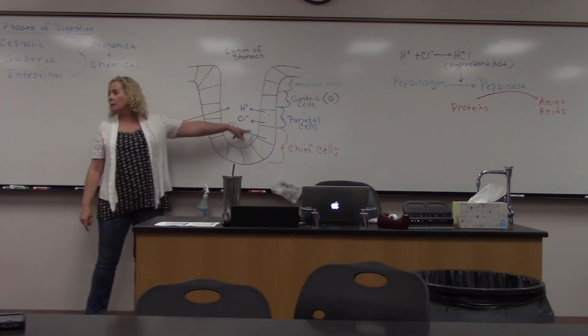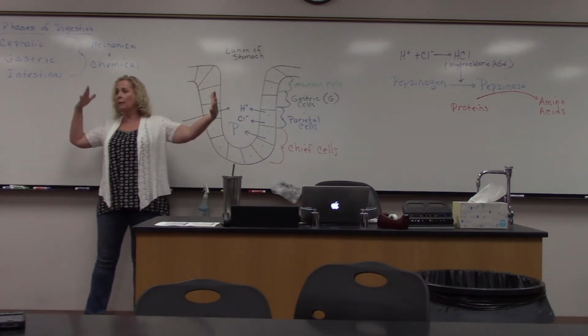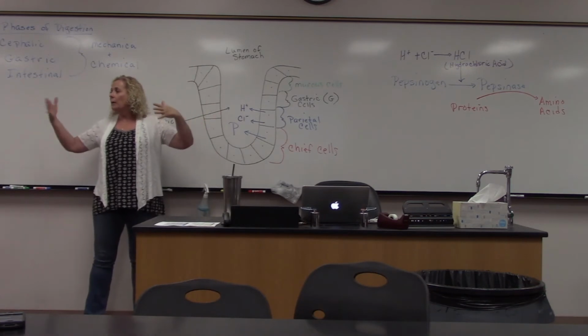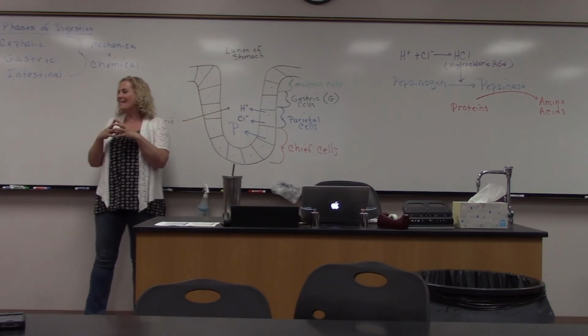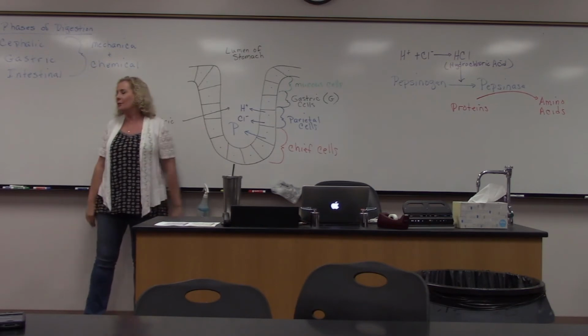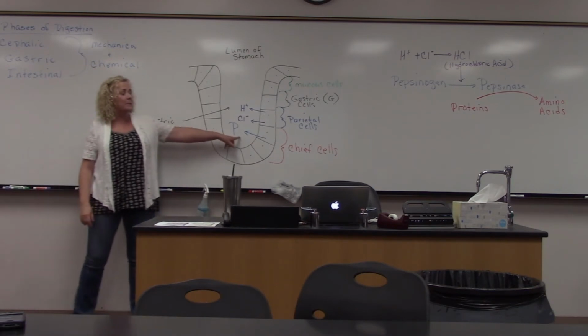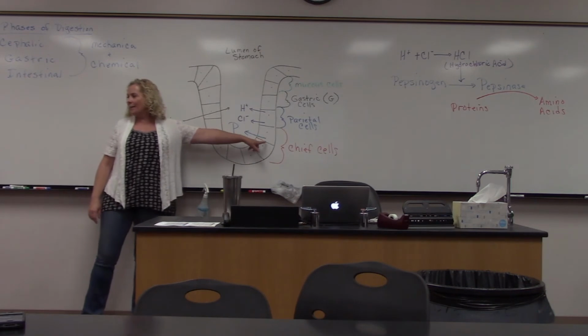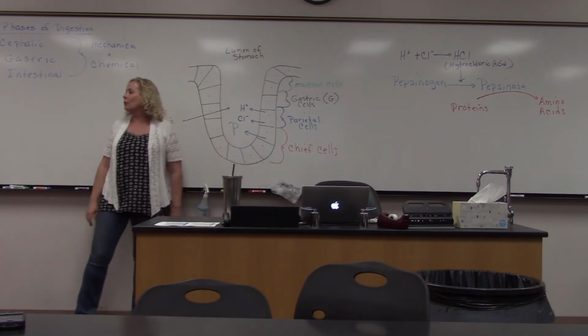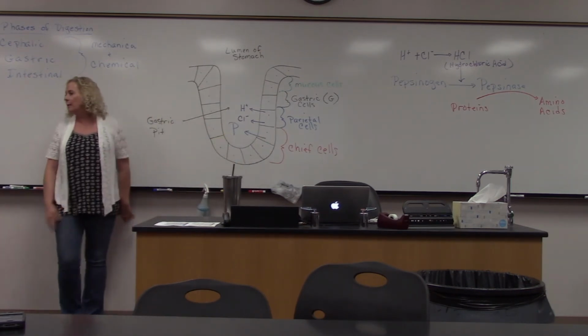But the hydrogen ions and the chloride ions are secreted on separate sides of the cell because you don't want them to be able to mix inside that cell. Because the minute you make hydrochloric acid in the cell, the cell's destroyed. Same thing with pepsinogen. You don't want it to be an active enzyme in the cell because it'll start destroying the proteins of the cell. So you secrete it as inactive.